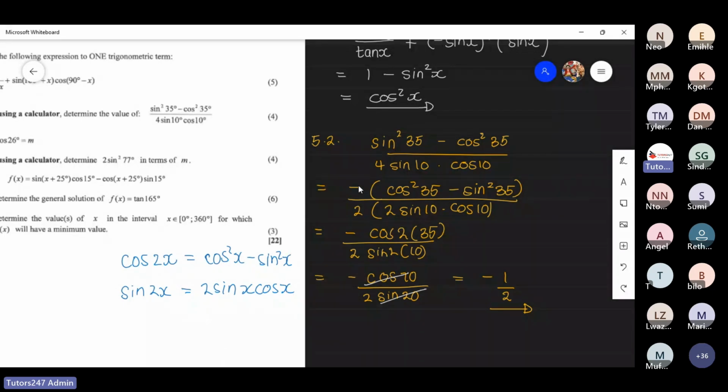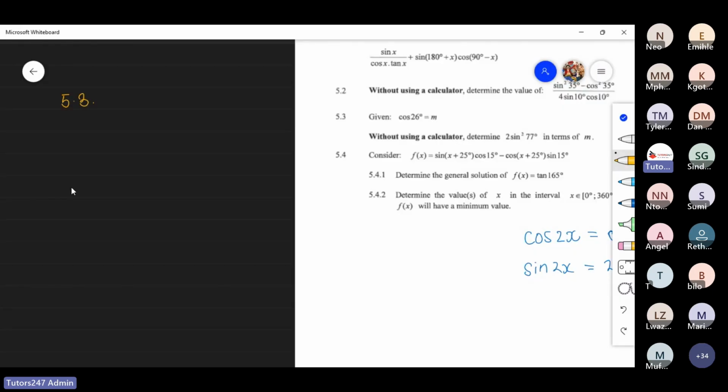So let us continue. Now for question 5.3, it states, given cos 26 equals m. So keep in mind, this is the rule that we were given, or the little piece of important information. We need to remember that whatever we do, cos of 26 is represented by the variable m. So our next part says, without using a calculator, determine 2 sine squared of 77 in terms of m.